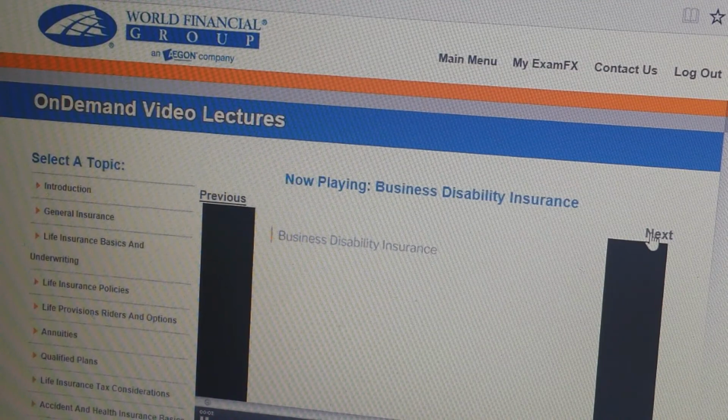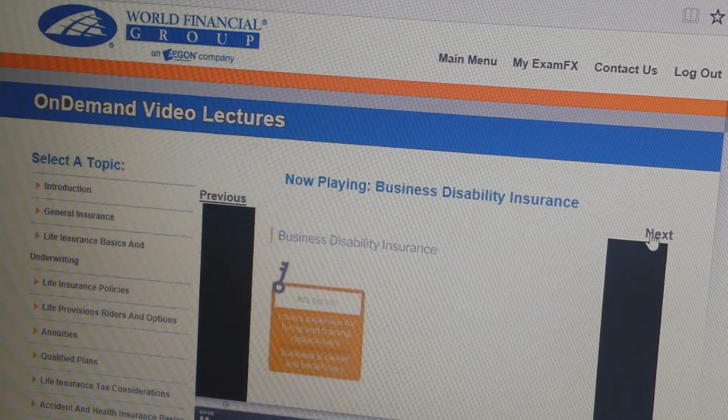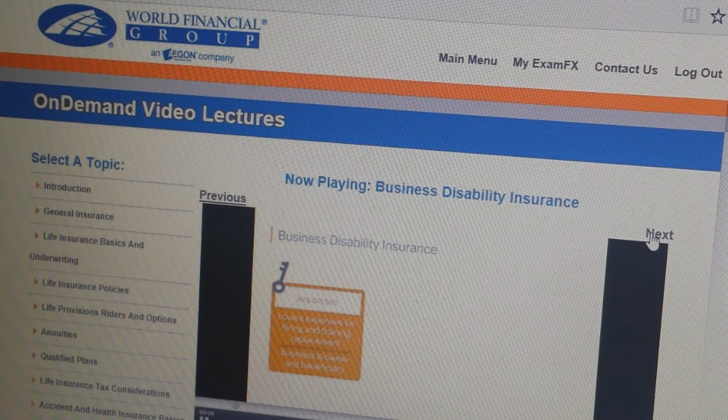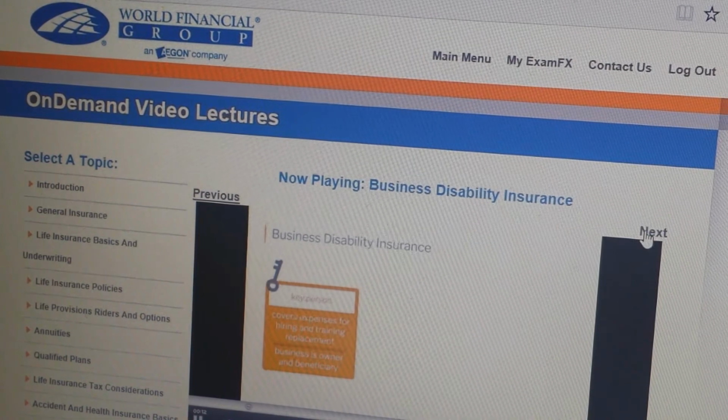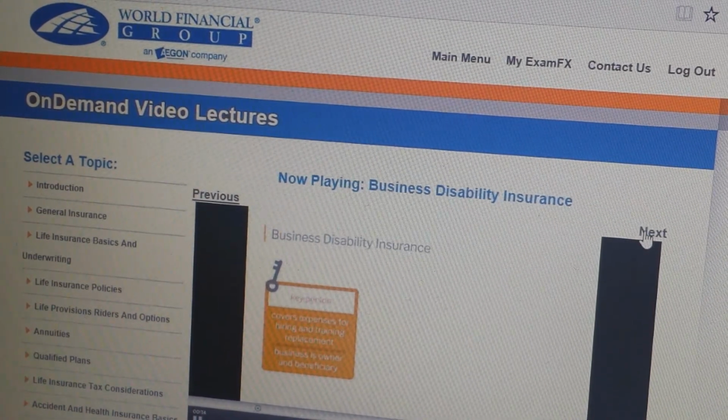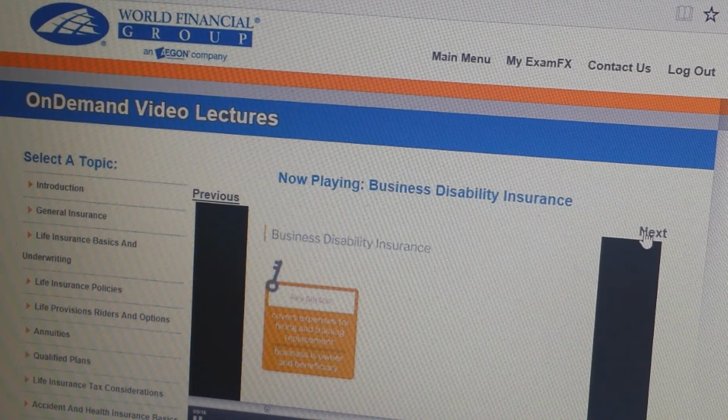Business disability income. There's basically 3 types. The first one is called key person. It covers the expenses for hiring or training a replacement of a key employee that maybe has become disabled and can no longer work. Also, the business is always the owner of the policy and always the beneficiary.